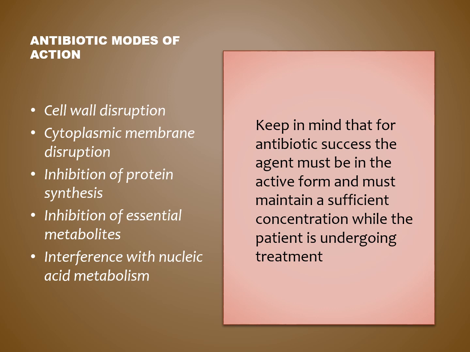But in cell wall disruption, the flow of nutrients in and out of the bacterial cell doesn't work. In cytoplasmic membrane disruption, the enzymes that mediate transport of sugars are affected. In inhibition of protein synthesis, ribosomal protein levels are affected. In inhibition of essential metabolites, DNA synthesis is disrupted. And finally, when we see interference with nucleic acid metabolism, those nucleic acid metabolism changes disrupt DNA and RNA synthesis. So let's go ahead and take a look at all of these different modes of action.